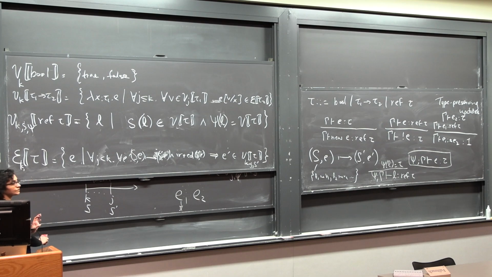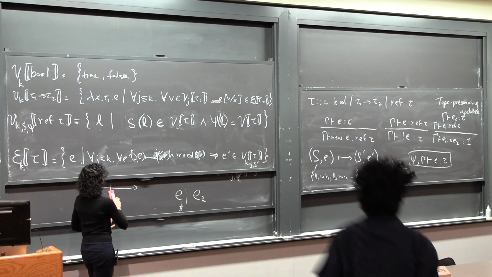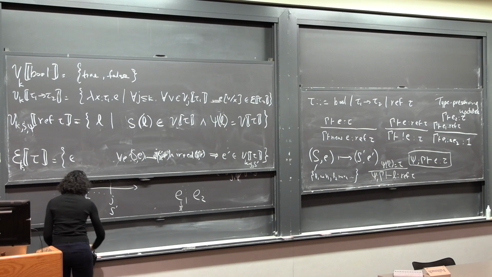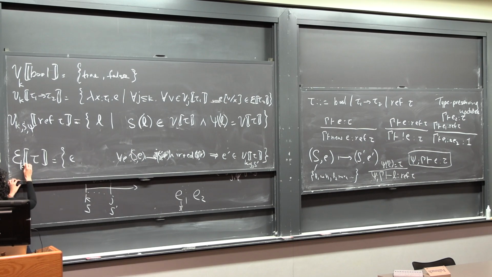Not going to put the S there, okay? So it's going to come out of here, going to come out of somewhere, right? Instead, I'm going to say my world keeps track of the current step index, how many steps I have left, and what my current store typing is. So in other words, I'm keeping track of all the locations that currently exist in memory, because that'll be the domain of this store typing, and I'm keeping track of what types those locations should contain.